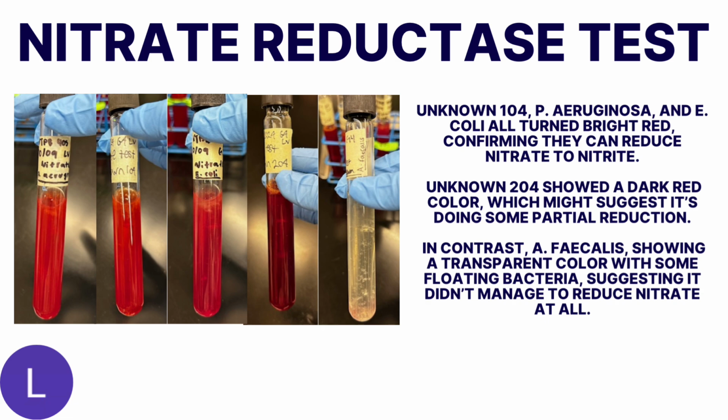For the nitrate reductase test, we have unknown 104, P. aeruginosa, and E. coli all showing a bright red color, confirming that they can reduce nitrate to nitrite. Unknown 204 shows a dark red color, which might suggest some partial reduction. But also we have A. faecalis, which was the exception, showing a transparent color with some floating bacteria around it, suggesting that it didn't manage to reduce nitrate at all.